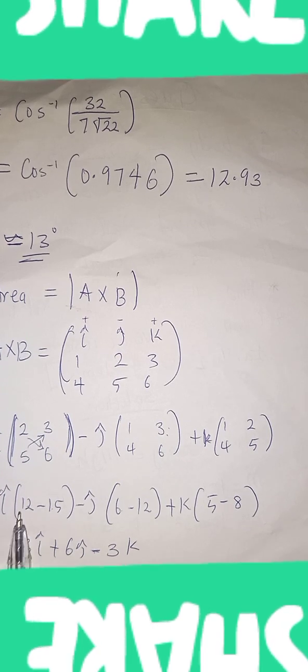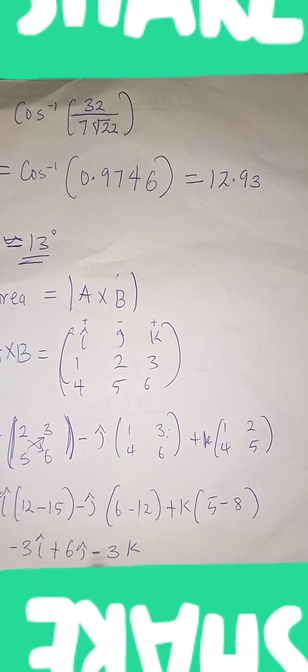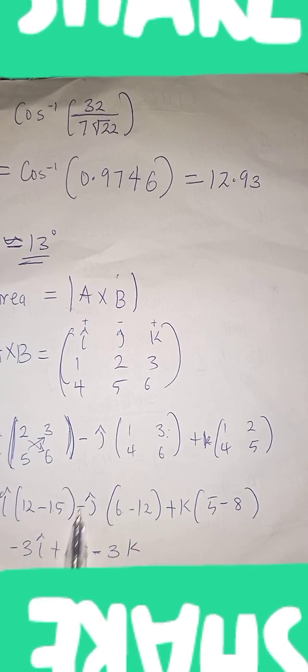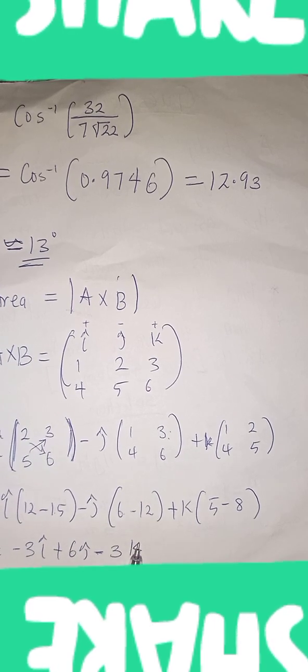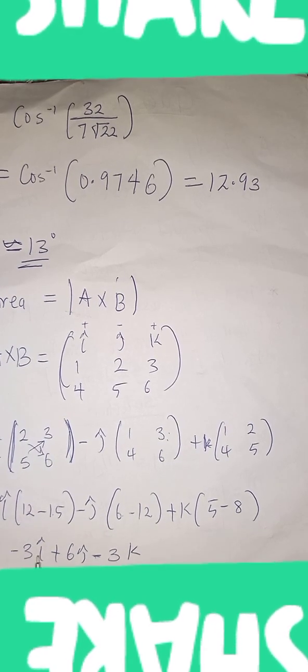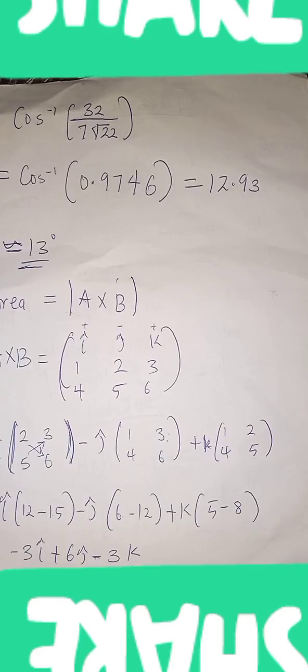The next, this minus this, we're going to have minus 3 times i, so minus 3i. This minus this, we're going to have minus 6 times minus j, we're going to have plus j, because minus times minus gives us plus. This minus this, we are going to have minus 3 times k, so minus 3k. So this will be the cross product. Now, the magnitude of this cross product is the area of the parallelogram. Let's check for the magnitude to see what we're going to have.